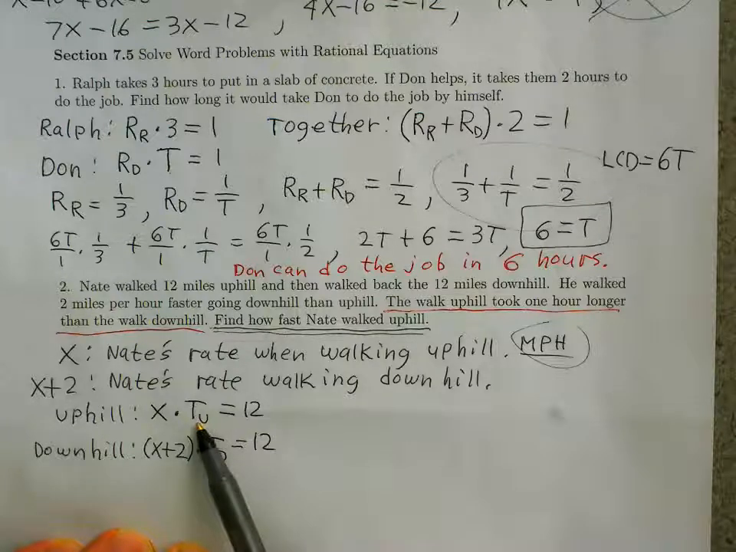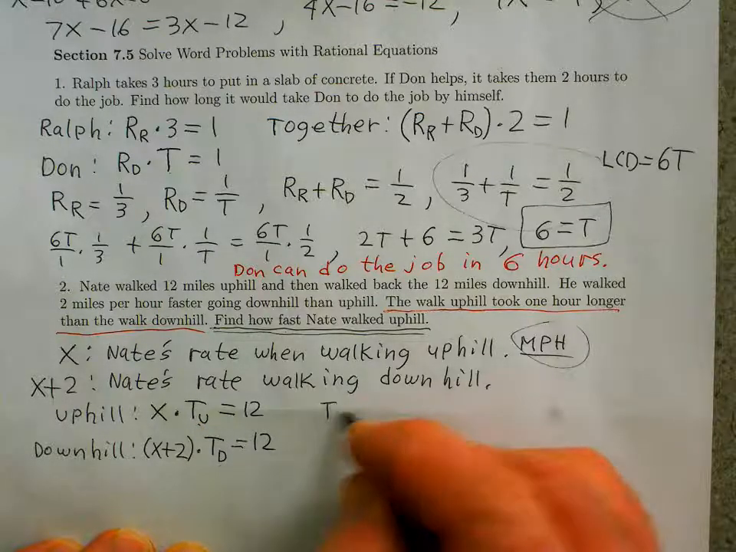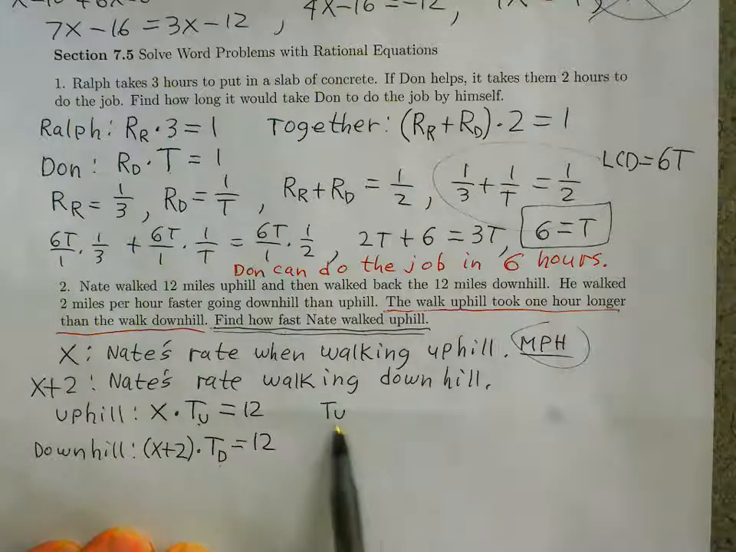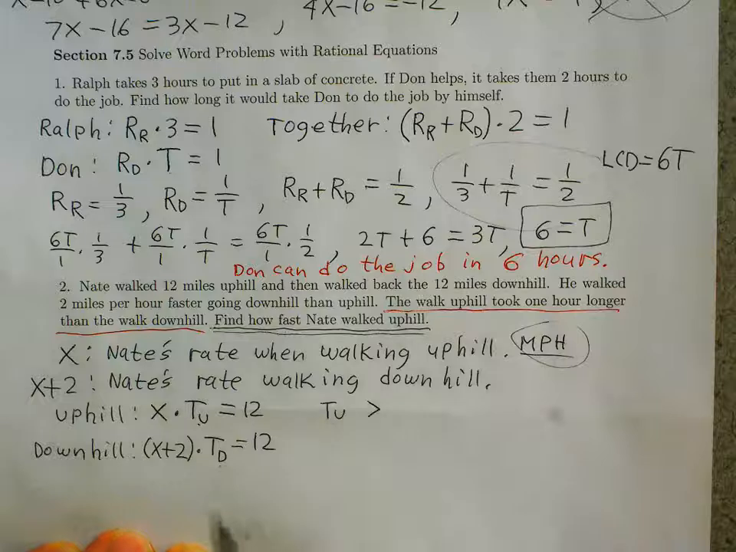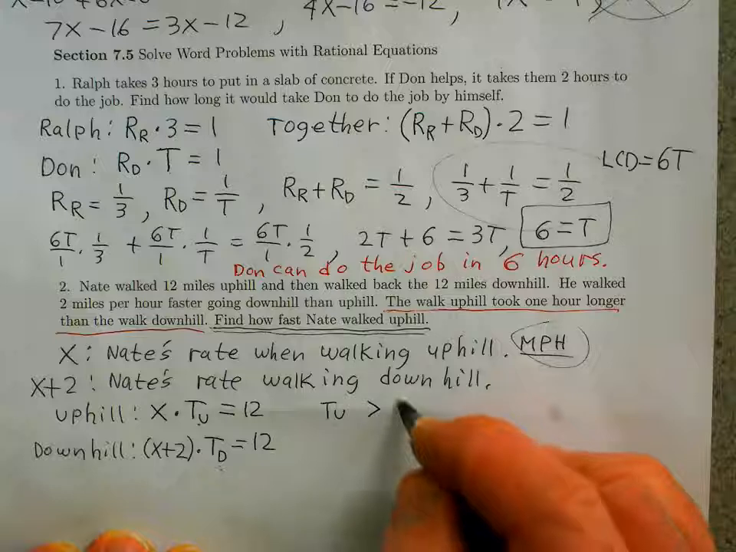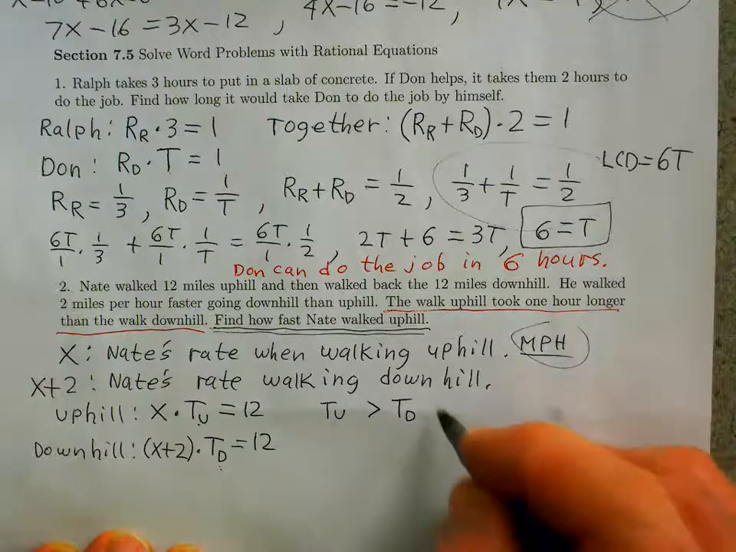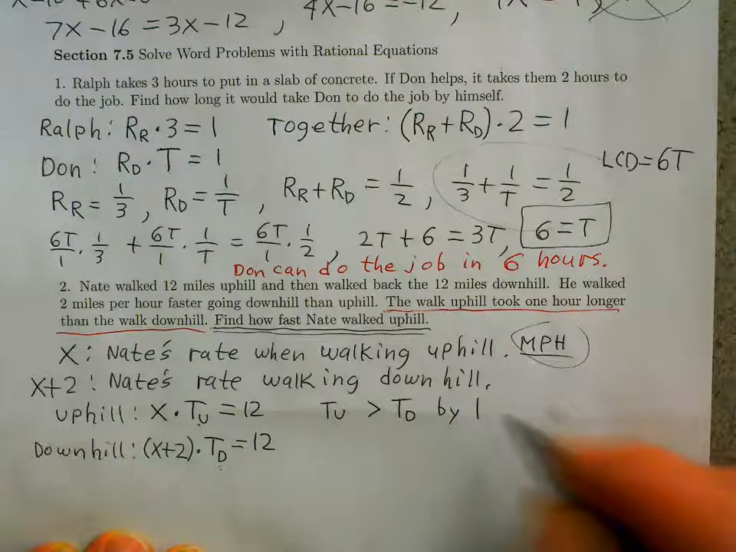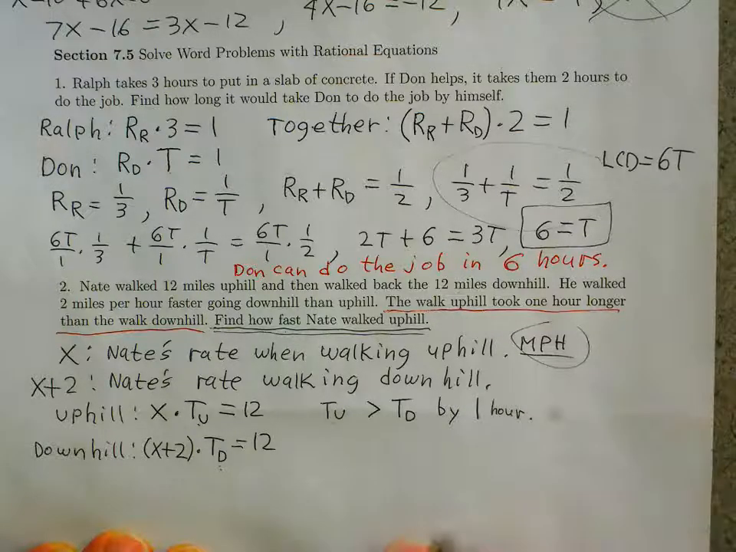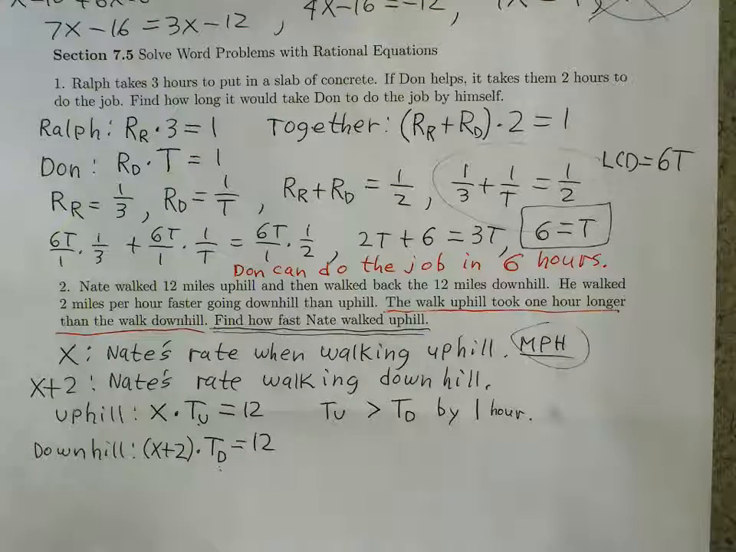Okay, so t sub u represents the amount of time it takes him to walk 12 miles uphill. And this amount of time, t sub u, is greater than the other amount of time, the amount of time it took him to walk 12 miles downhill. So t sub u is greater than t sub d by how much? By 1 hour. Okay, so now we're just a couple of steps away from getting our equation whose only variable is x.